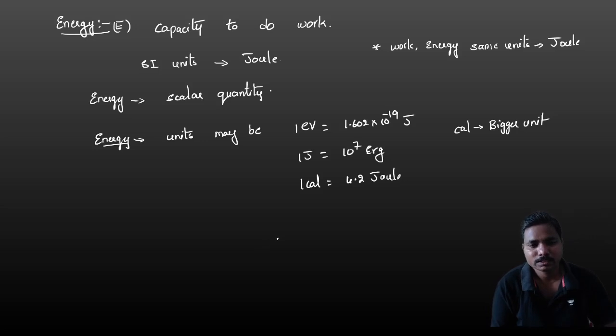Okay, so electron volt is a small unit of energy, and then erg, and then joule, and then calorie. Calorie is somewhat of a bigger unit, 4.2 or 4.18 joules.